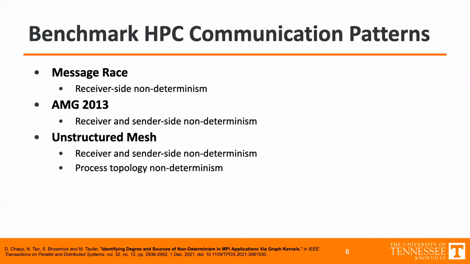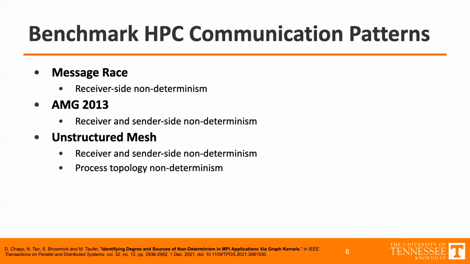Along with the four stages of this framework, Anacin-X comes packaged with three communication pattern benchmarks, specifically the message race benchmark, the AMG 2013 benchmark, and the unstructured mesh benchmark. Each of these benchmarks incorporates a different type or different combination of types of non-determinism that are common and representative among the expanse of MPI applications.